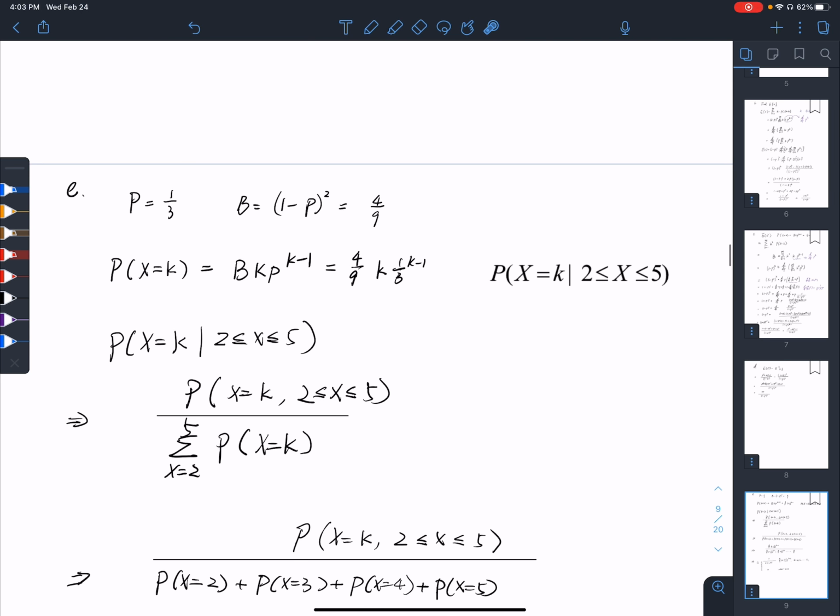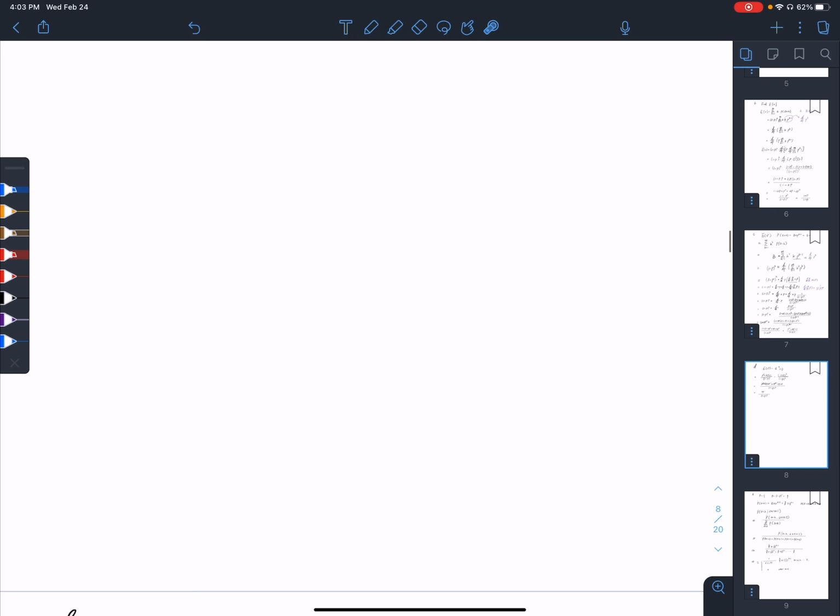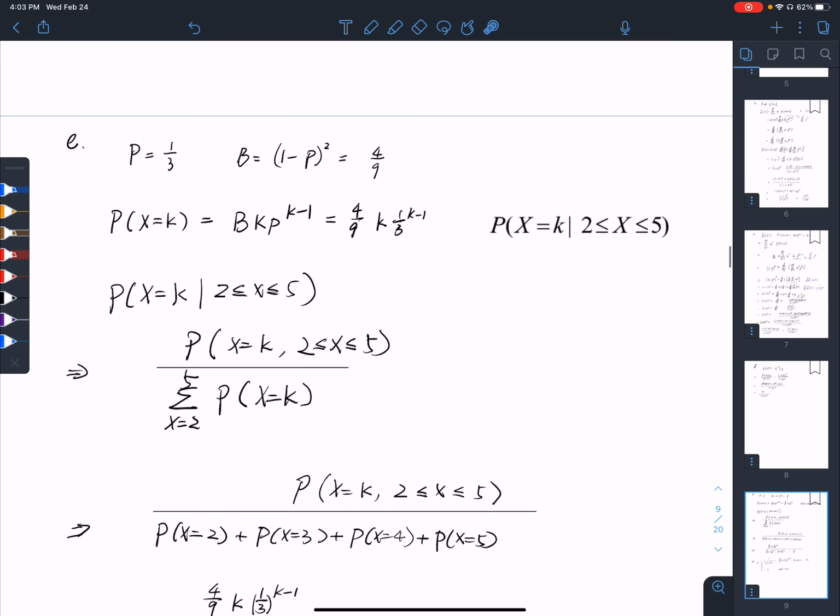Yeah. So the last question gives us p is 1 over 3. The b is equal to (1 minus p) to power 2, since we get this equation in question A. And we can calculate it as 4 over 9. And the probability x equal to k, after plugging in, is equal to 4 over 9 times k times 1 over 3 to power k minus 1.